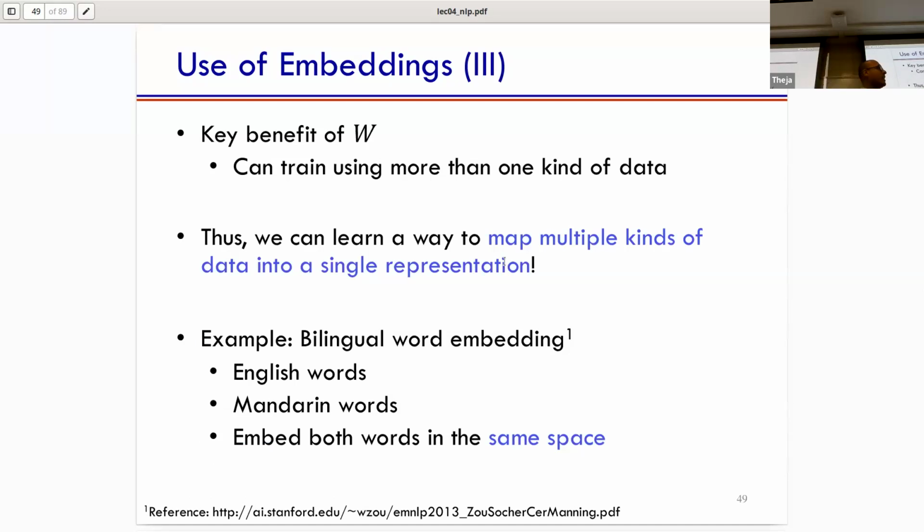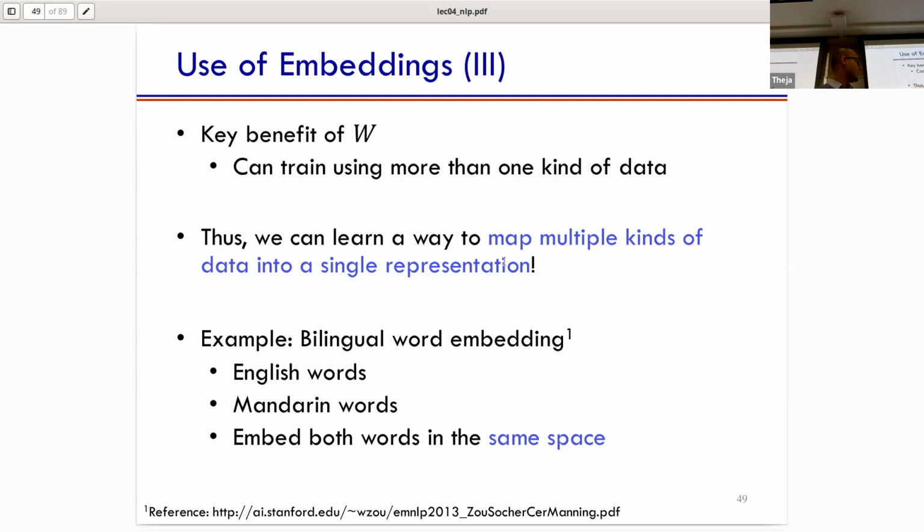The next couple of remarks are about how to work with other languages and things like that. So the first remark is you can actually train this using a prediction approach to get embeddings for words. You can actually extend it to get embeddings for words of another language also simultaneously. So what do I mean by that? You can try to map multiple kinds of data into a single vector space. For example, a concrete example is you could try to do bilingual word embedding.